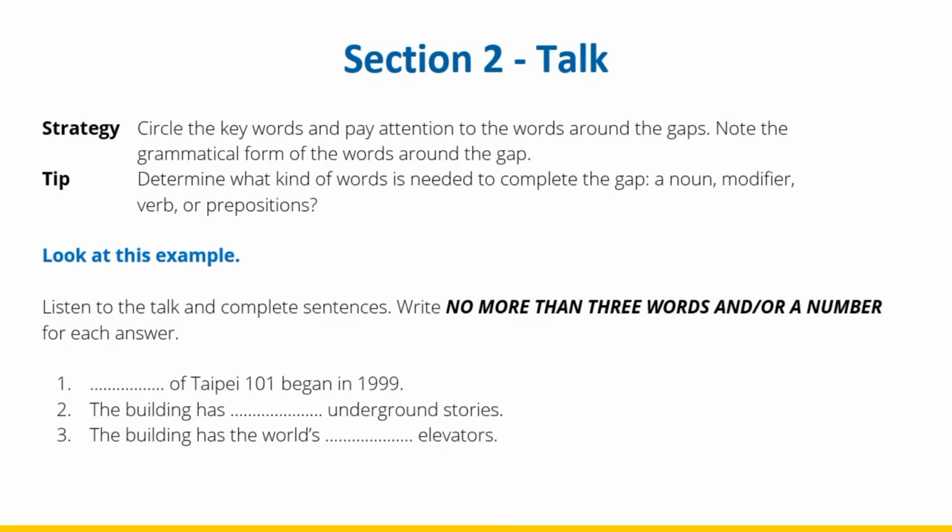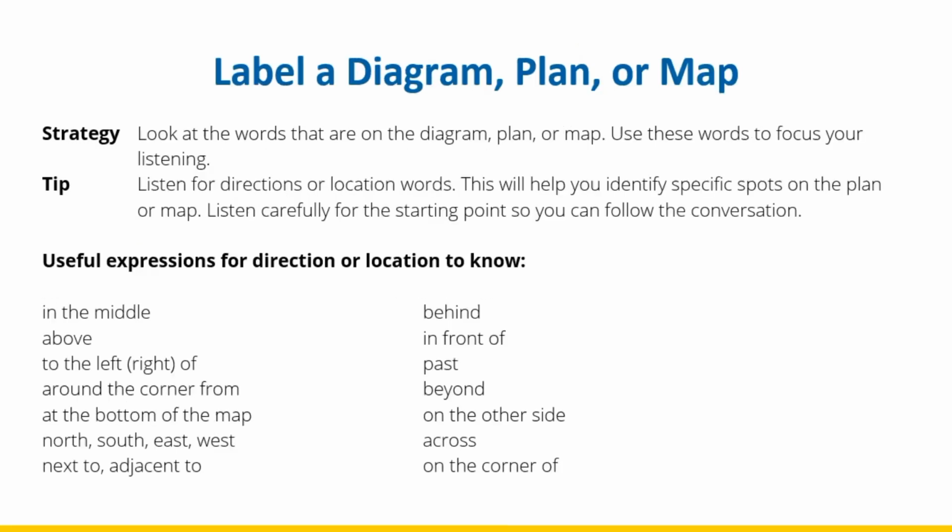So when you're completing this kind of task, read it carefully. You can ask yourself, what of Taipei 101 began in 1999? As you see, you need a noun in this case. And make sure you do the same with the following sentences, reading them carefully and identifying what type of information you need to listen for when you're listening to your recordings.